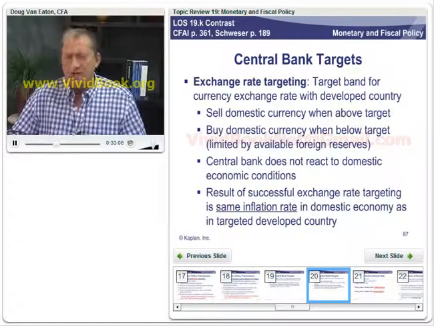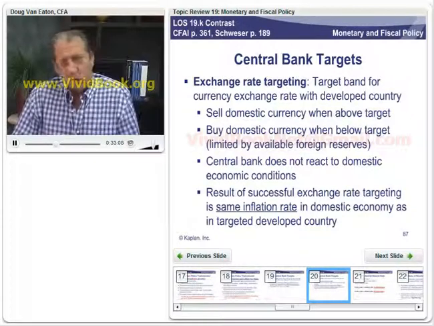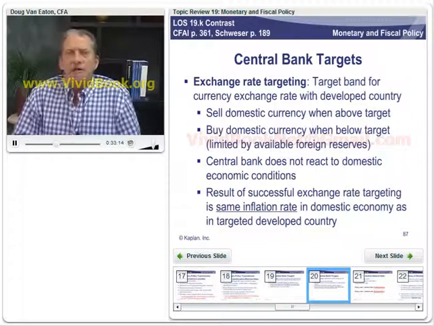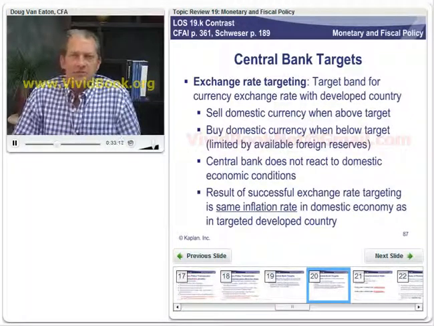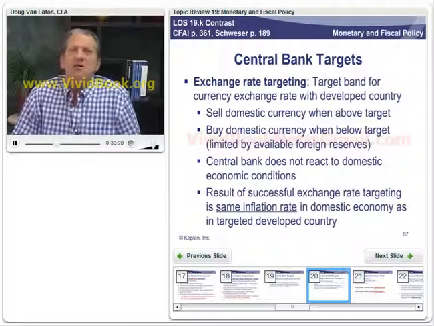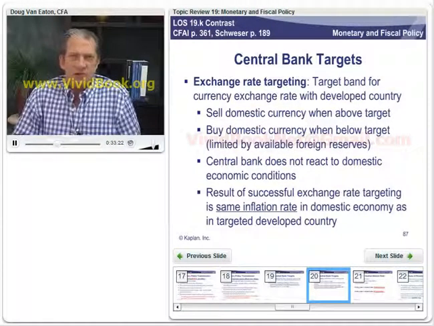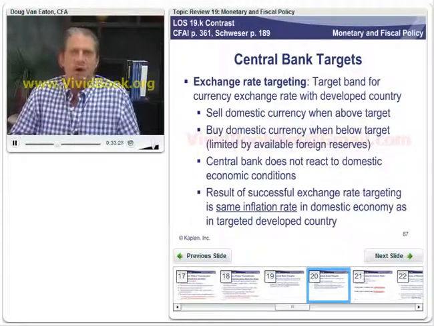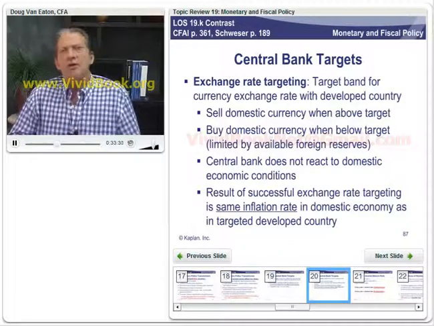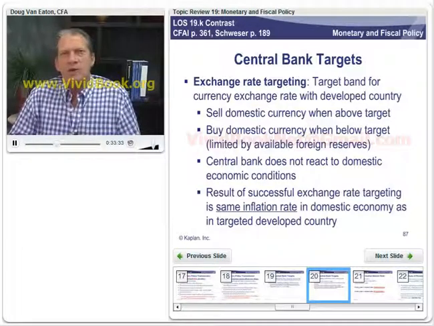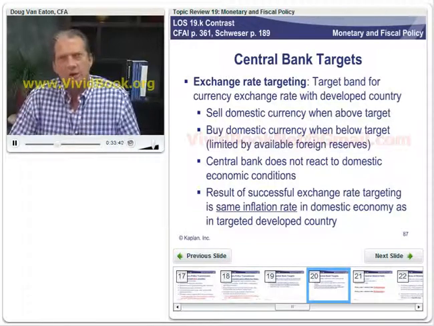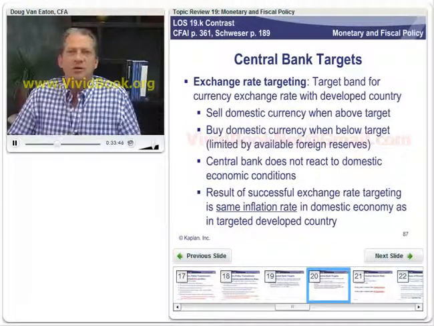Now, inflation targeting is very prevalent, and that's really what the world of central banking has moved toward over the last decades. But there are some other targets that come up in special circumstances and that you should be aware of. One is exchange rate targeting. Have a target band for the exchange rate with another country, usually a more stable, developed country. And we sell domestic currency when we're above the target. That tends to depreciate our currency, pull it back down toward the target. Or we buy domestic currency when we're below the target.